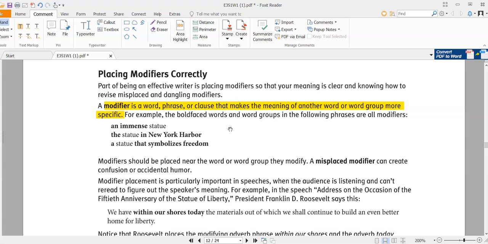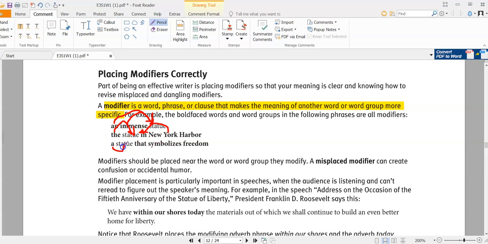The first one says an immense statue. So an and immense both describe the word statue, right? If you didn't have the word immense there, it would just be a statue, so a would describe statue. And then immense also describes statue. Here you have the statue in New York Harbor. So the describes statue, and in New York Harbor also describes statue because it tells us where.